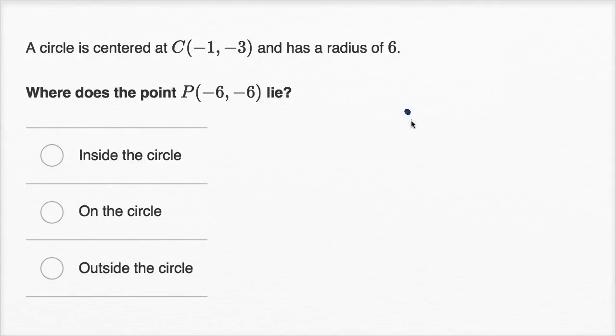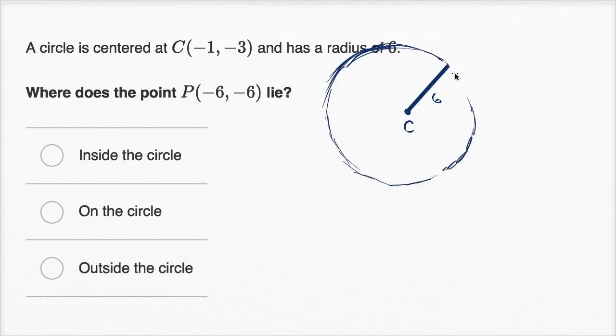If we have the point C, which is the center of a circle of radius 6, so let me draw that radius. So let's say that is its radius. It is 6 units. The circle will look something like this. Remember, the circle is a set of all points that are exactly 6 units away from that center. So that's the definition of a circle.